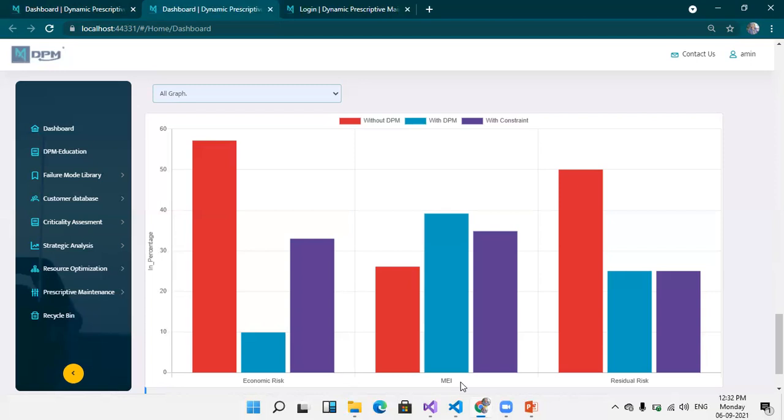There are three different colors representing when we apply without carrying out DPM RCM. The first, red one, is for example the economic risk when you carry out the maintenance on the assets using only vendor recommendations or only the existing maintenance practice. The blue one shows if you carry out the DPM prescriptive RCM process or FMEA process.